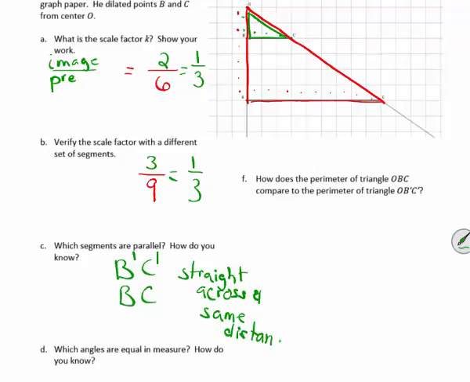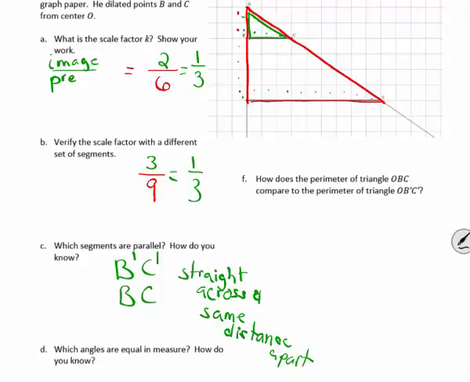Distance apart. All right. Which angles are equal in measure? So again, we have to think about our parallel lines. We're going to have two different transversals: the straight up and down transversal, and the diagonal transversal. So again, I'm going to put in some numbers just to make life a little easier.